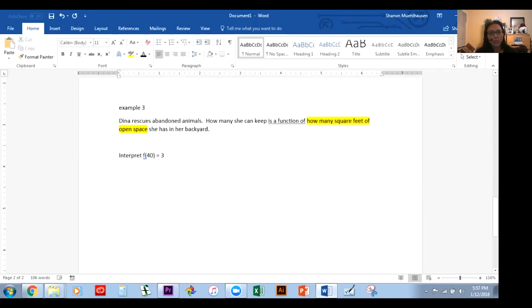So whenever we see that x, we know it's going to be square feet of open space. That's what we plug in. So this says 40 square feet of open space gives her enough room to keep 3 abandoned animals.